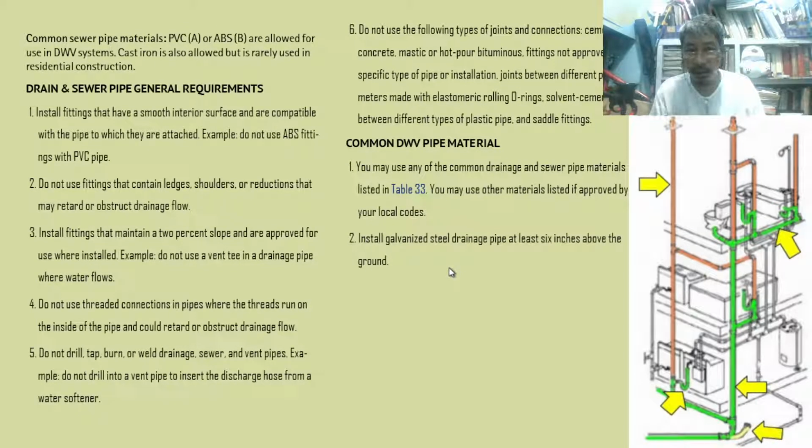And number 6, do not choose the following types of joints and connections. What are those? Do not choose cement or concrete joints. Do not choose mastic or hot pour bituminous joints. Do not choose fittings not approved for the specific type of pipe or installation. Do not choose joints between different pipe diameters made with elastomeric rolling O-rings. Do not choose solvent cement joints between different types of plastic pipe, and do not choose saddle fittings.